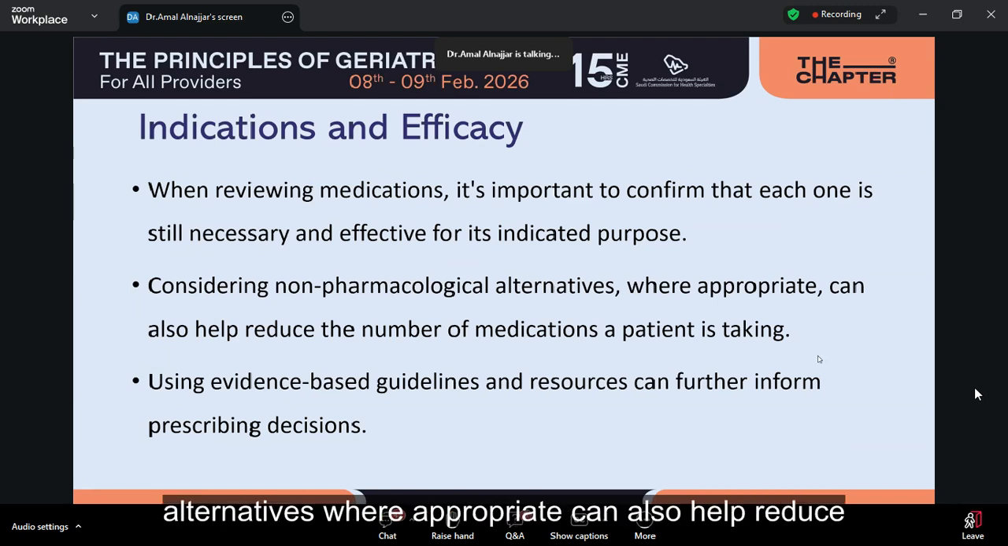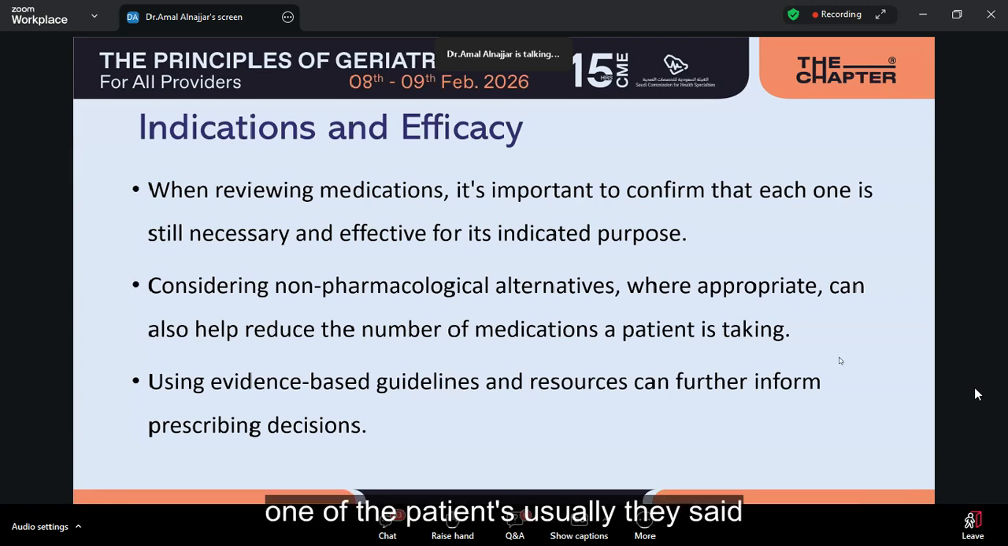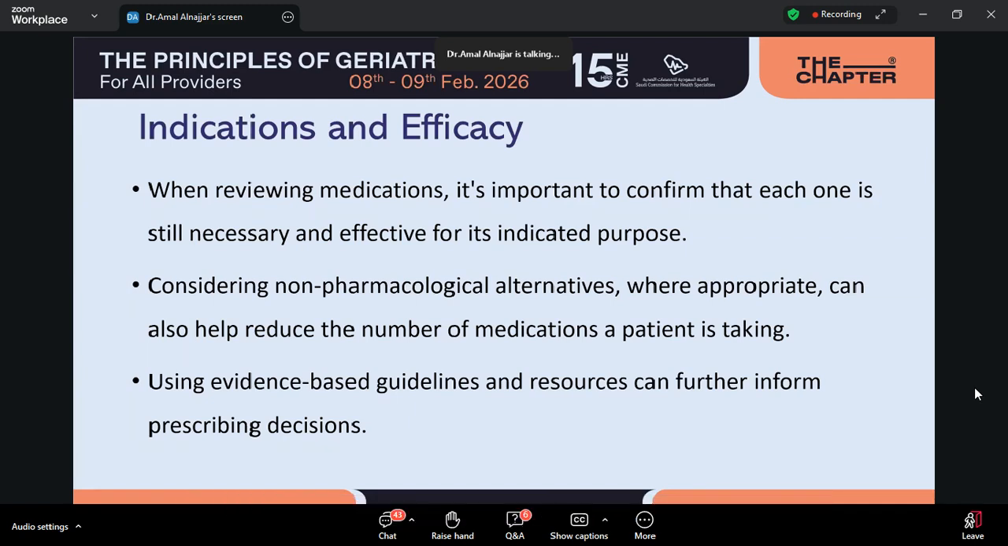Considering non-pharmacological alternatives where appropriate can also help reduce the number of medications the patient is taking. For example, one of the patients said, every day before I sleep, I have to take one anxiolytic tablet in order to fall asleep. And when we checked his lifestyle, we found that he just slept during the early noon.